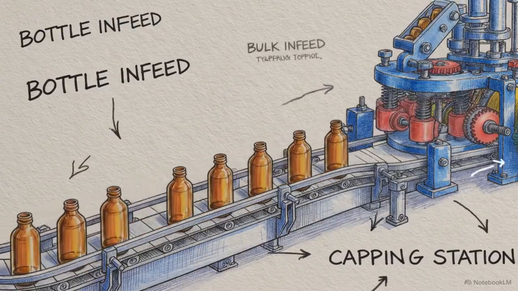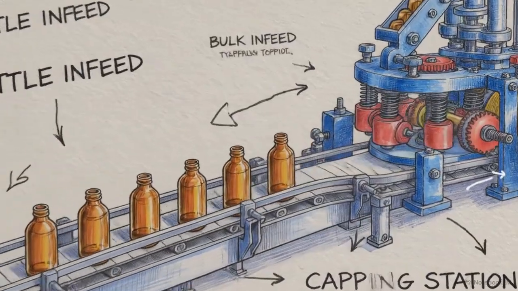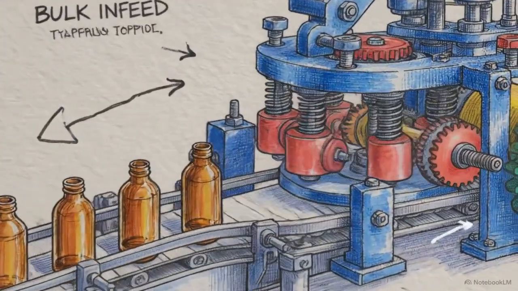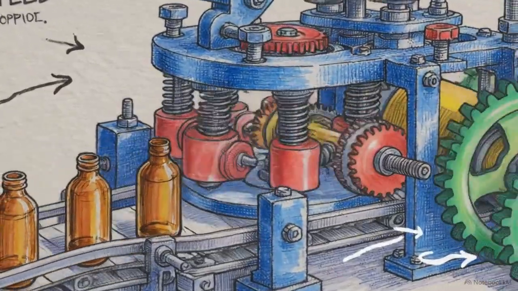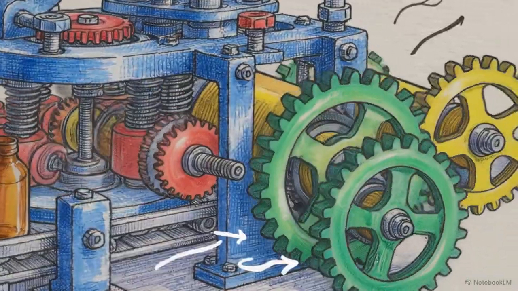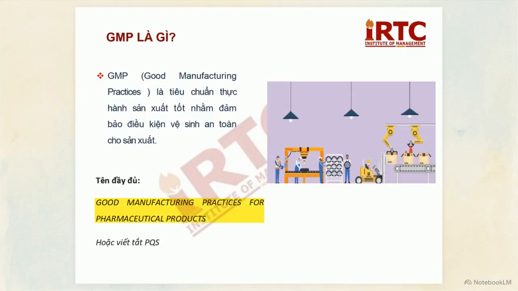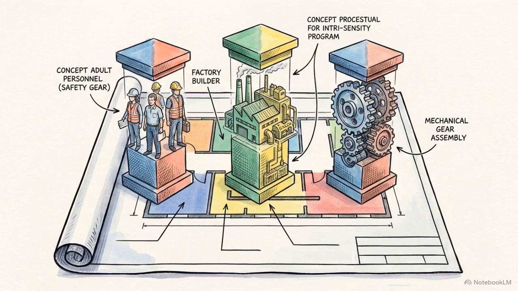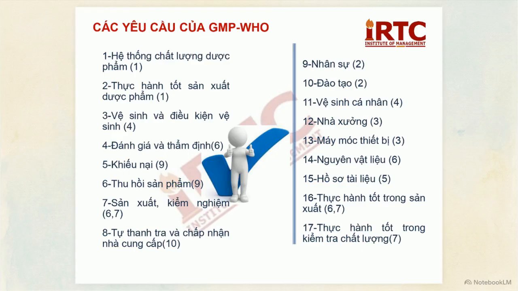The implementation of good manufacturing practices replaces chaotic, error-prone manufacturing environments with perfectly synchronized systems that consistently pass strict quality audits. Good manufacturing practices, or GMP, provide the standards for pharmaceutical safety and hygiene. In the next 5 minutes, we will build a blueprint for these standards by focusing on your personnel, your facilities, and your equipment. This list of 17 WHO requirements establishes a foundational framework for any facility.